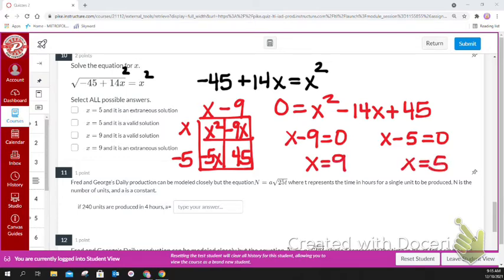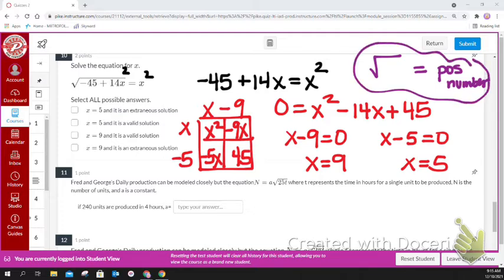And both of these are valid, because remember that when you have a square root, it has to equal something positive. And because we have two positive solutions, when I substitute these in, it's going to equal a positive number. So you might want to have on your cheat sheet that the square root has to equal a positive number. So if you are solving an equation and you get down to a point where it says a square root equals something negative, that means that that's not a solution. So both of these are valid. So we would say 9 and 5 are both valid.